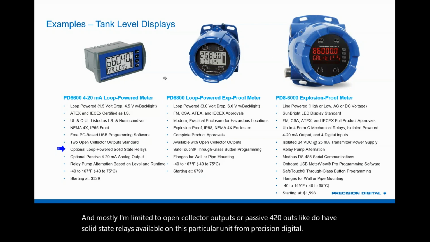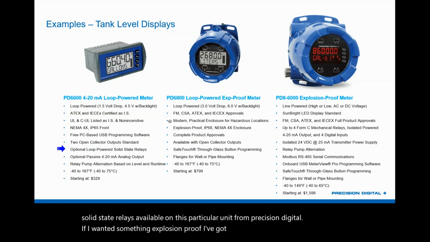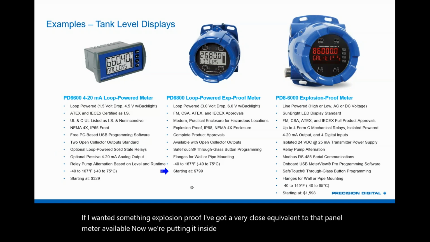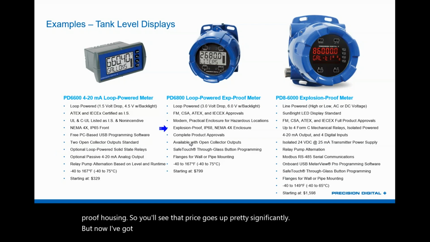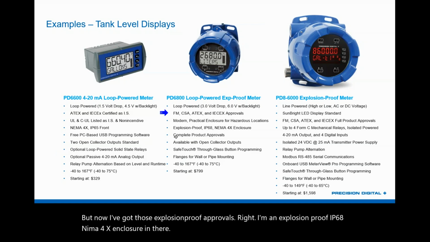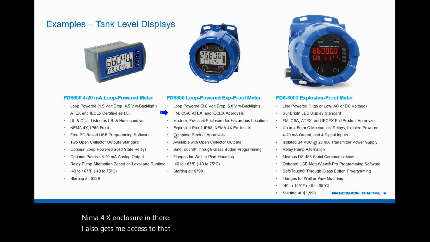If I wanted something explosion-proof, I've got a very close equivalent to that panel meter available. Now we're putting it inside of a modern, sleek, rugged, explosion-proof housing. So you'll see that price goes up pretty significantly. But now I've got those explosion-proof approvals, right? I've got an explosion-proof IP68 NEMA 4X enclosure in there. That also gets me access to that FM approval I needed.